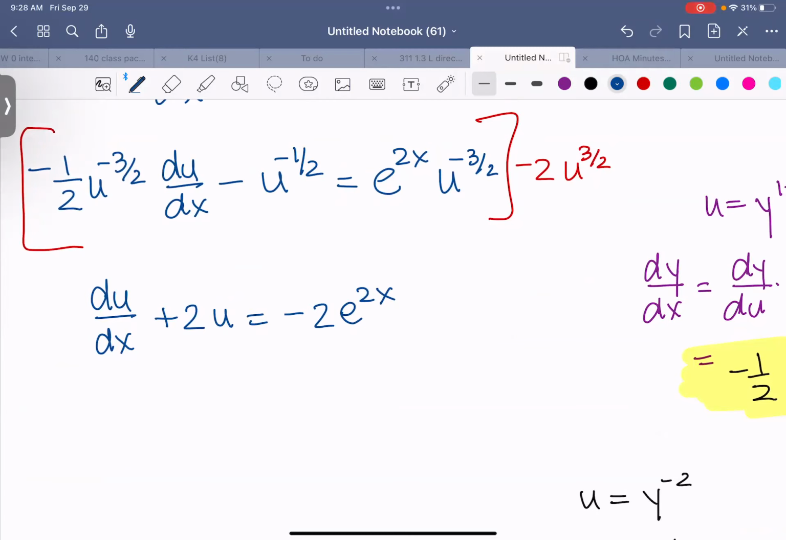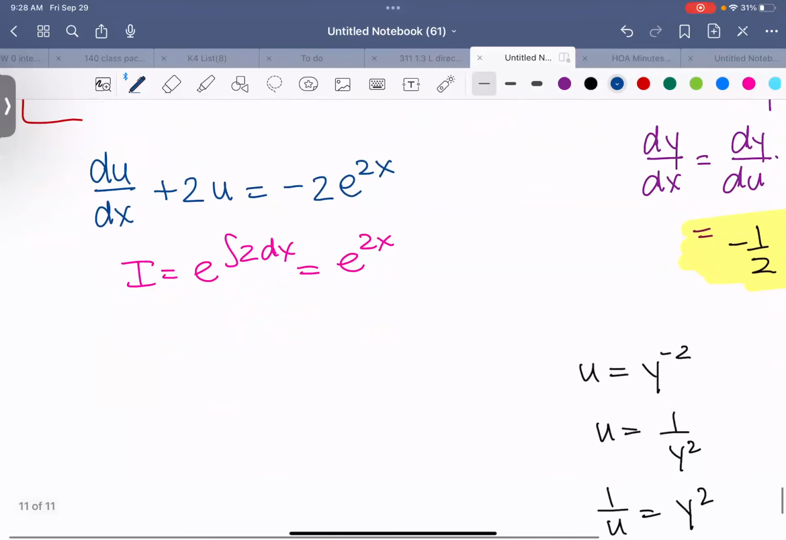From here, this is linear. So we're starting a whole new problem. This one's linear, so we need the integrating factor. The integrating factor is e to the integral of what's sitting in front of the u. So that's a 2 dx. So my integrating factor is e to the 2x. Multiply that through.